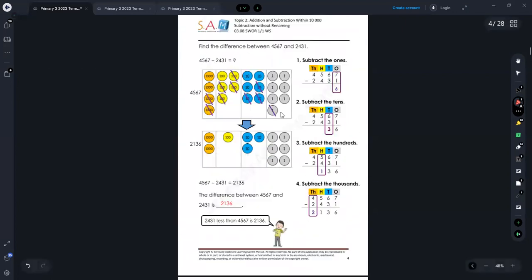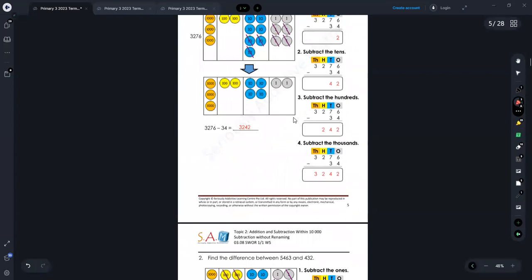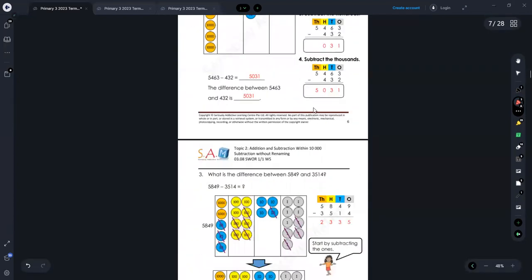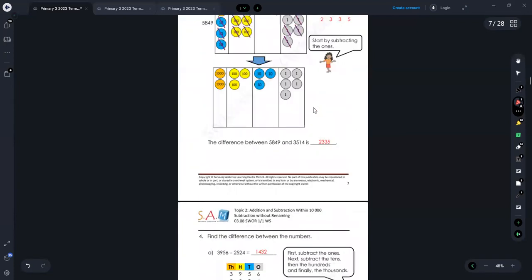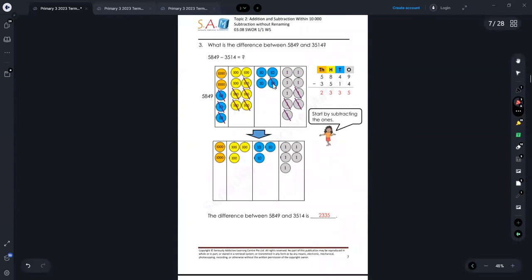I would say skip all these, okay, and just go to one of the guided practice there, right, to teach them how to do it. In fact, I don't really like this kind of steps here. So to save time, you can actually just go all the way to perhaps page 3. Sorry, not page 3, page 7, question 3, and then show them how to do subtraction without regrouping, right?